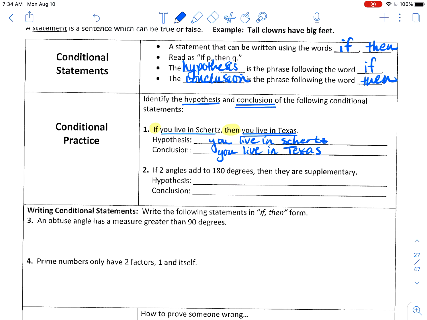Problem number 2. If two angles add to 180 degrees, then they are supplementary. Okay, here's my if, here's my then. I'm going to underline the hypothesis once, the conclusion twice. So, two angles add to 180 degrees. They are supplementary.